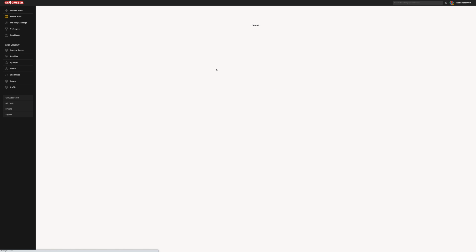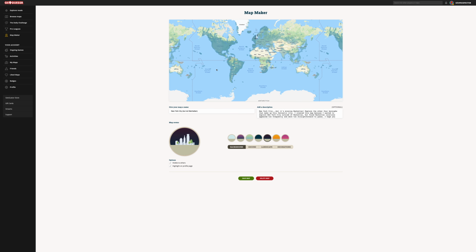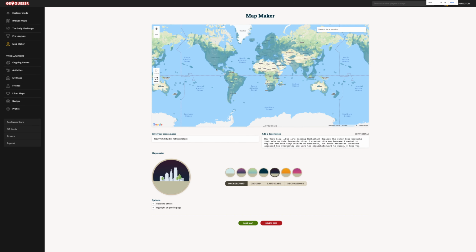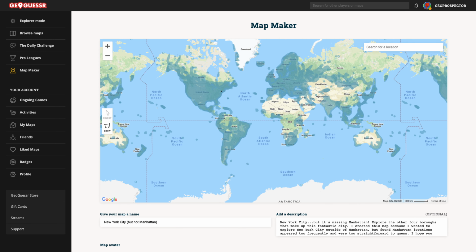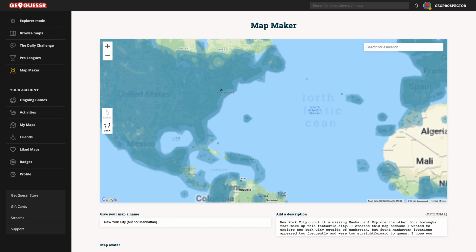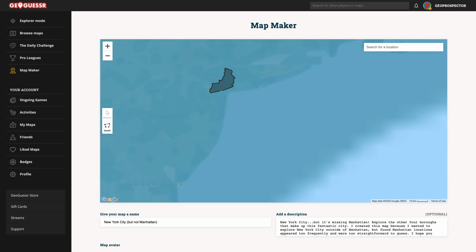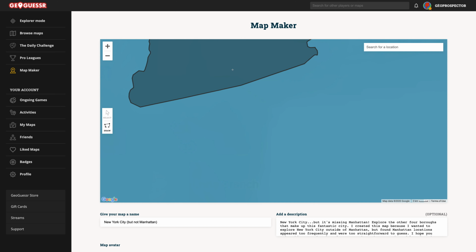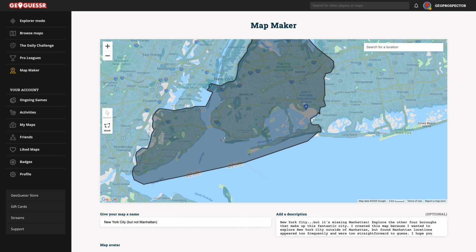So this is the edit function on the GeoGuessr map maker, which I've never used before, and I'm just going to enlarge the screen a bit. Why not? And zoom in to the new map. So as we can see here, as we zoom into the New York area, this will load. And this is what we're looking at.